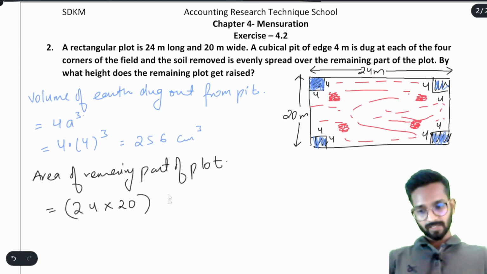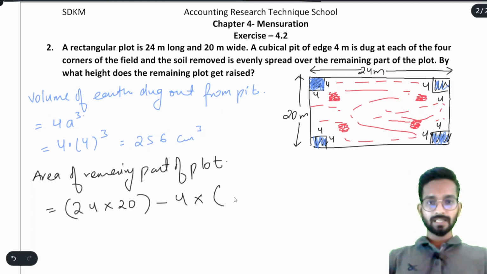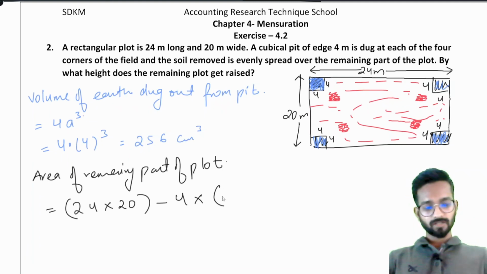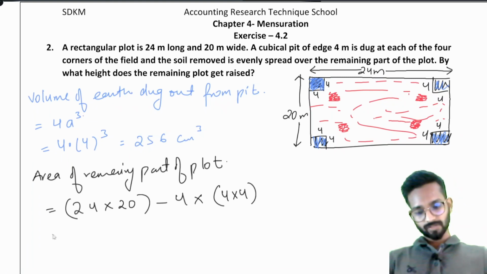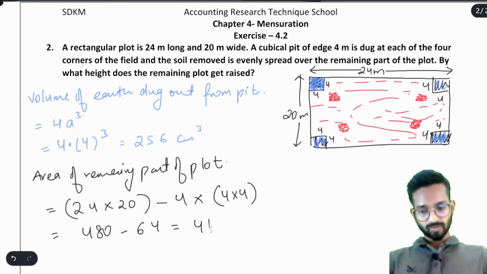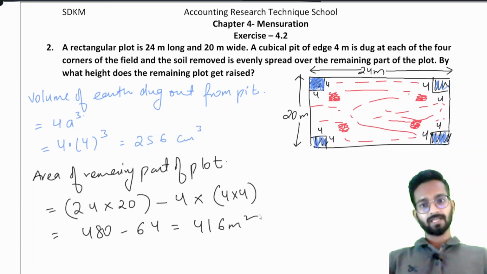Out of that, if I remove the 4 corners, see, 4 corners are there, so 4 multiply the length and breadth of the corners, which are squares only, so length into breadth, or you can say the square side into side also, it will become 480 minus 64, that is 416 meter square. This is the area of the rectangular plot.